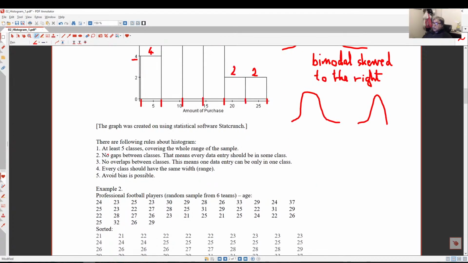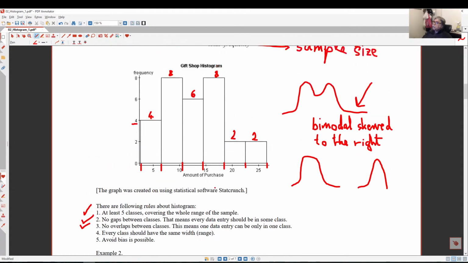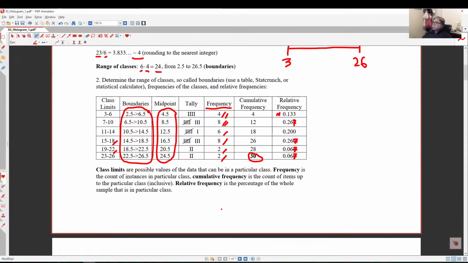Okay? So I already mentioned a couple of rules that we have. You need to have at least 5 classes covering the whole range of the sample. There should be no gaps between the classes, and every data entry therefore has to be in some class. There should be no overlaps. That means that the boundary has to be clear. If we have any item in the sample that is 6.5, we need to know whether this is going to be included in the second class or in the first class. It cannot be included in both, and it has to be included in one.